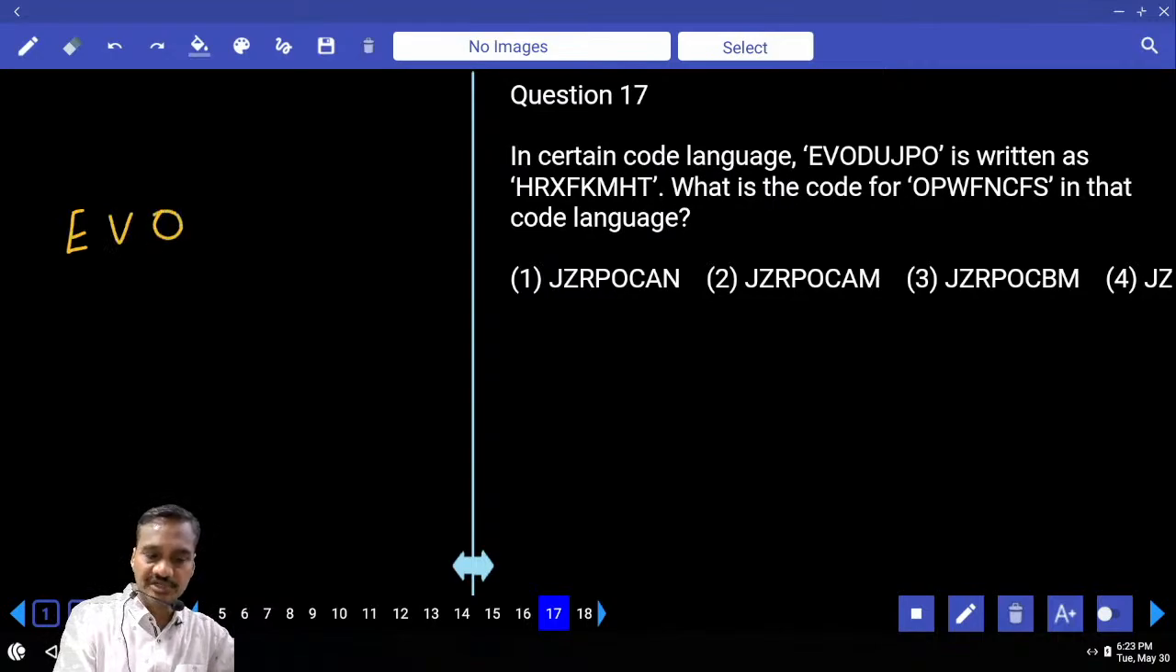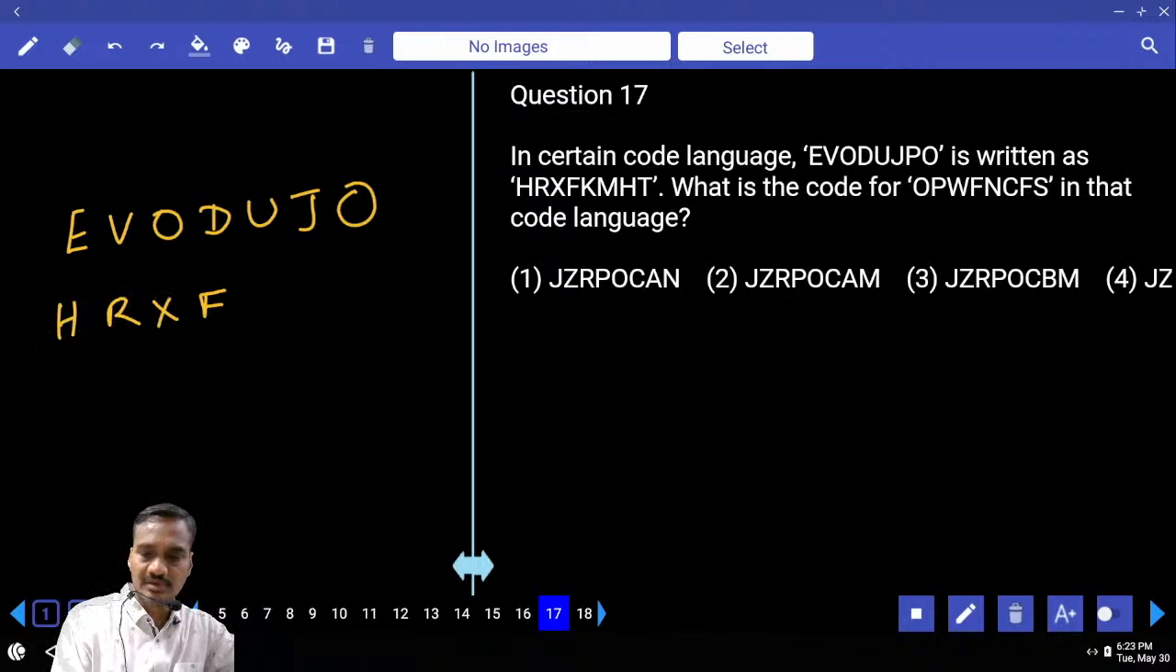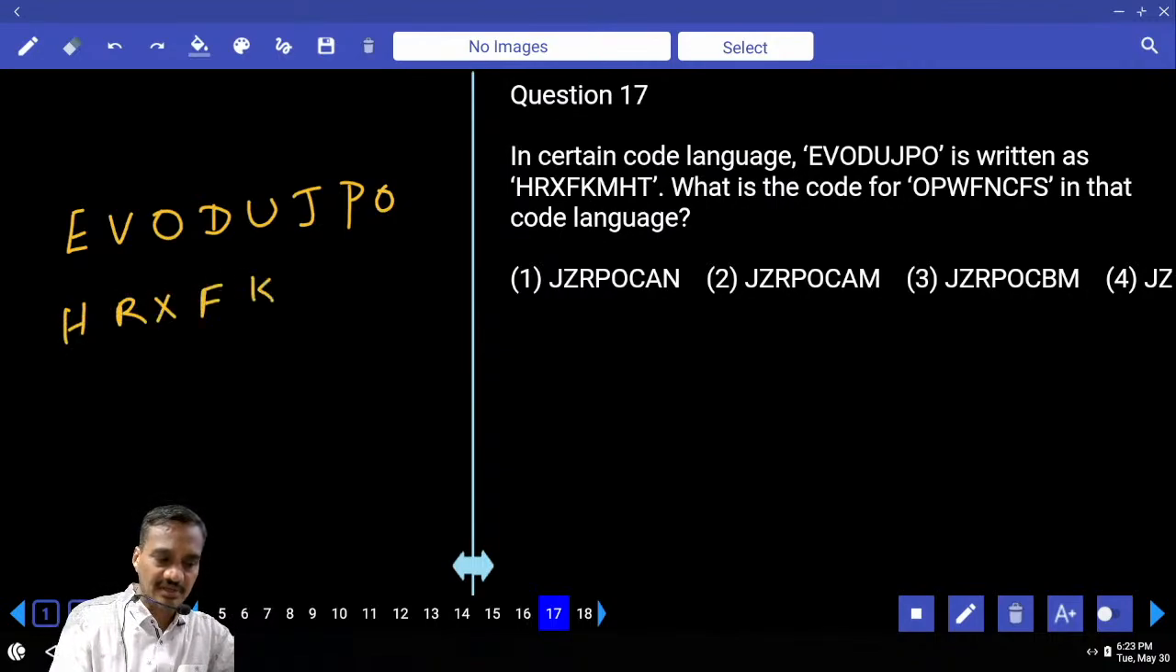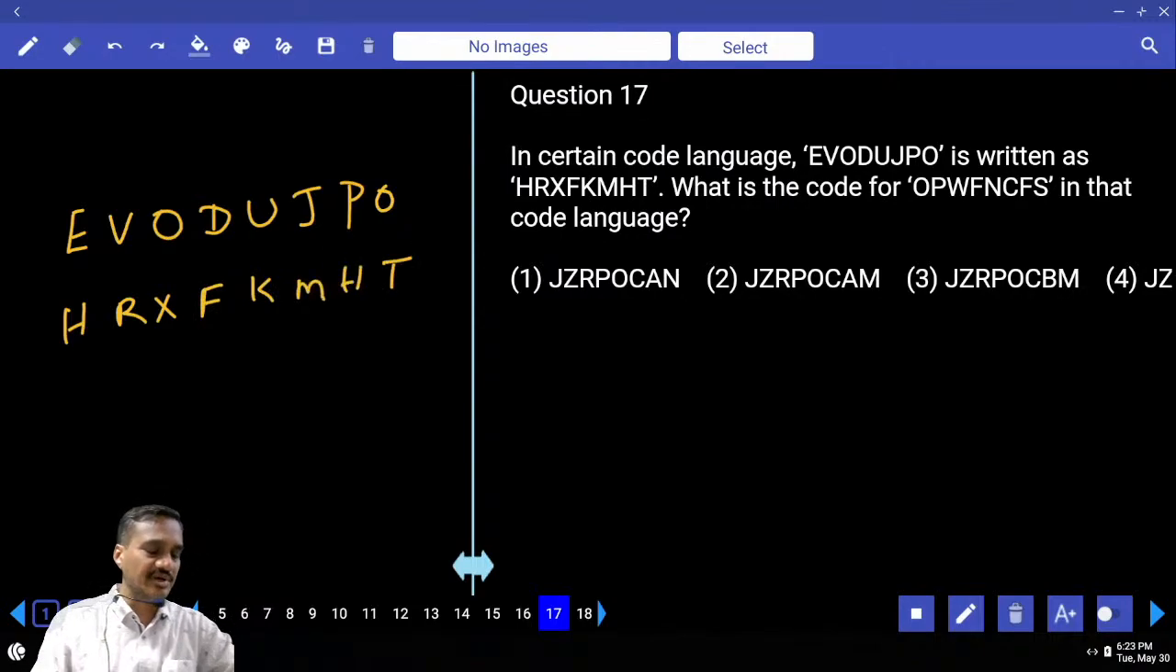EVO, DUJPO. Now the code for this one, HRX, FK. HRX, F, JPO. Now here in this one, EVO, DU, JPO. Now to this JPO, HRX, and FKMHT. FKMHT. Tell me what is the logic behind this one.